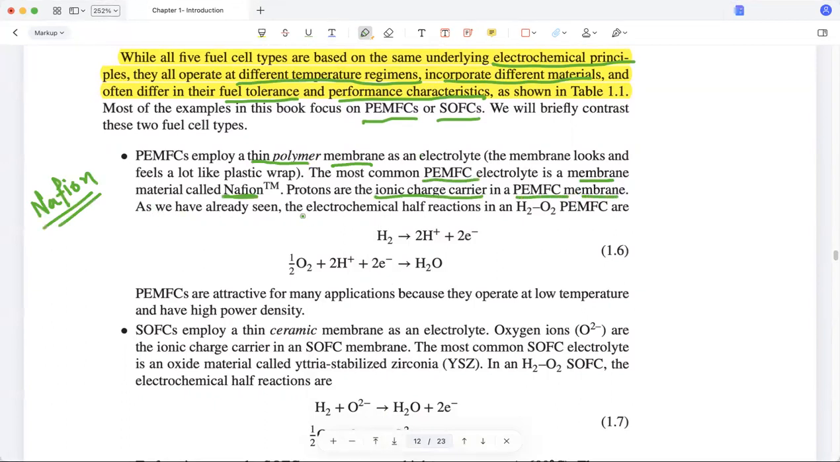Membrane, as we have already seen, the electrochemical half cell reactions in an H2/O2 PEMFC are: this is your one half cell reaction, this is your second half cell reaction. PEMFCs are attractive for many applications because they operate at low temperatures and have a high power density.